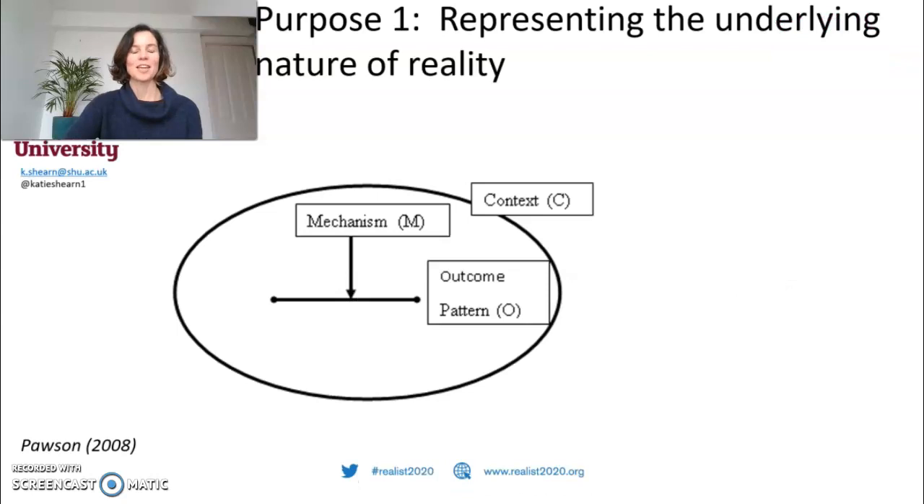So first of all, I'll take Pawson and Tilley's classic. This example is actually taken from Pawson's Causation for Beginners paper in 2008, representing the underlying nature of reality, and indeed the location of the causal explanation. So in other words, it's not a matter of one element or a combination of elements asserting an influence on the outcome, rather it's the association of the whole that needs to be explained.